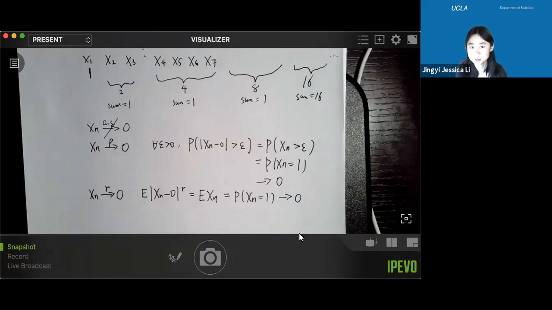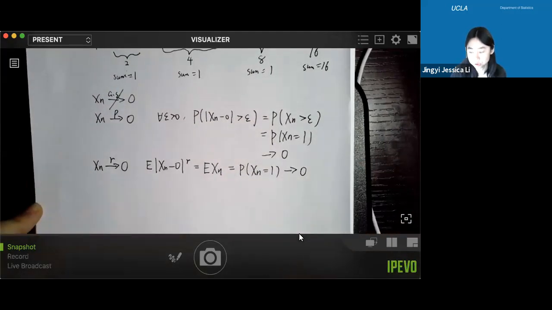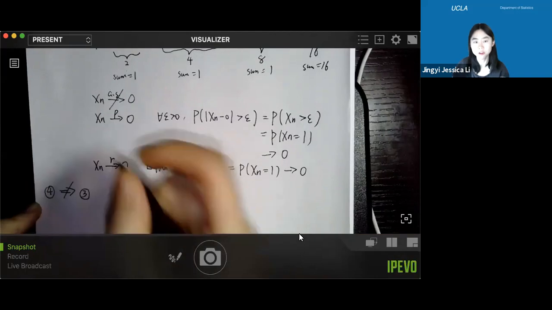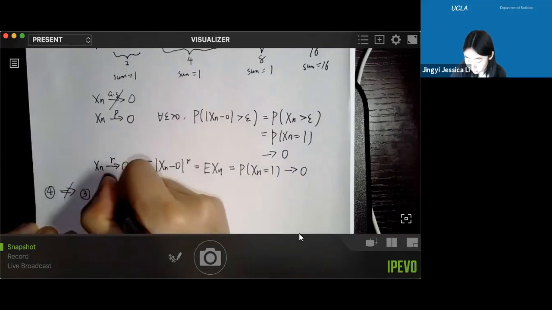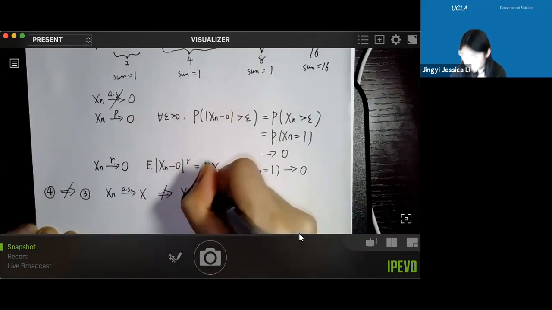Do we have any questions about this example? Okay, we're good. One more thing is that it's not just this way around; the other way around doesn't work either. Although I said convergence almost surely is very, very strong, it does not imply convergence in the Rth mean. So from 3 we cannot go to 4, but from 4 we cannot go to 3 either. Here we're going to give you another interesting construction. What I'm saying is that convergence almost surely does not imply convergence in the Rth mean.